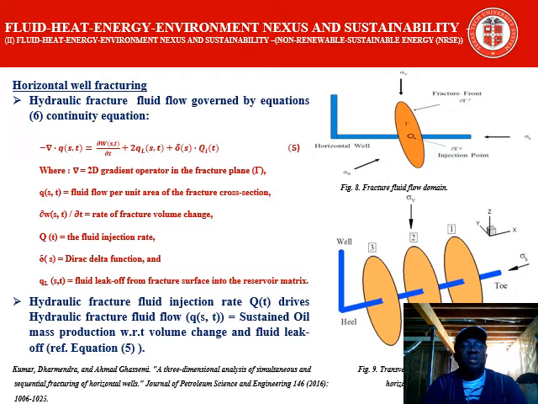For this example, which is horizontal well fracturing, the bottom line here is that the hydraulic fracture, which is the injection rate, drives the fluid flow and also sustains the mass production of oil with respect to the responsive properties like fluid leak off and the volume change.